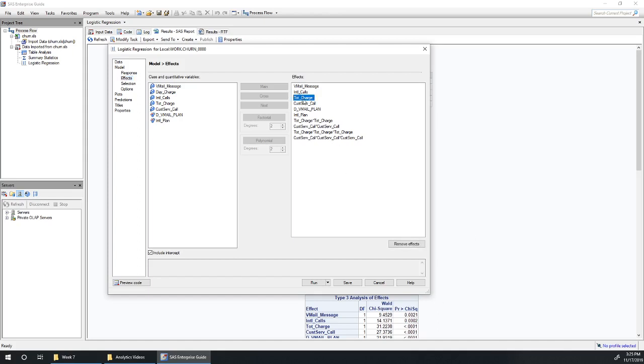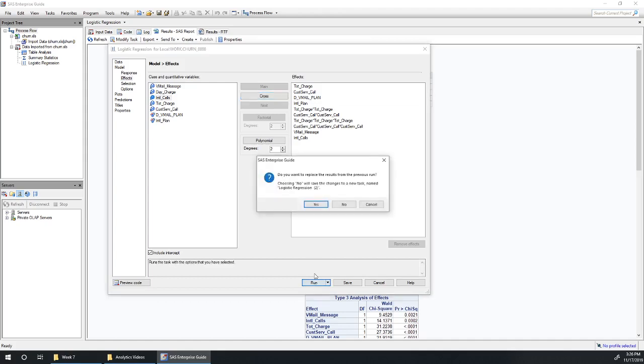Now, of course, it would be way too easy if we could just move them up the top, but we can't do that. But what we can do is take out voicemail message and international calls. So remove voicemail message, remove international calls, add back in voicemail message and international calls. And now we've got the same model with total charge up the top.